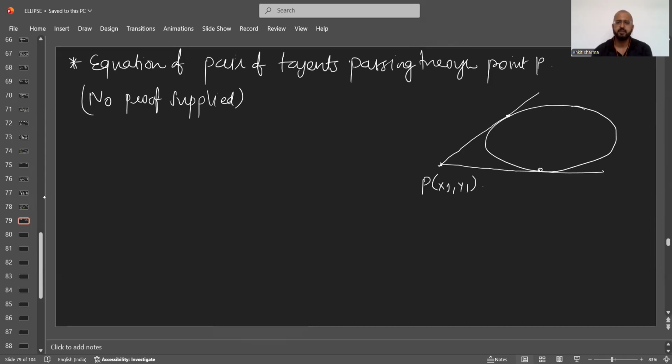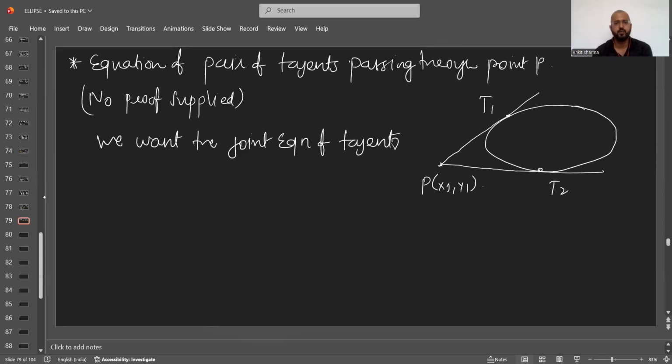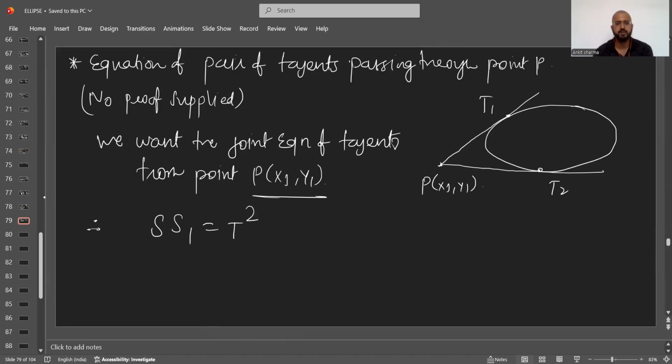So for this, you can simply use the fact that this is my tangent T1 and this is my tangent T2. So we want the joint equation of tangents from point P, x1, y1. That means I'll be having here S1 is equal to T square.